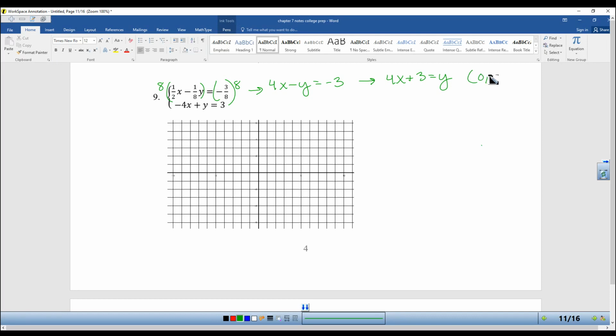So its y-intercept is at 3, and its slope is up 4 over 1, which I can't quite reach, so I'm going to go down 4 and back 1. And that's that line. This one is also a line. I'm just going to move the 4x to the other side. So it also has a slope of 4, and it's actually identical. It is the same exact line.